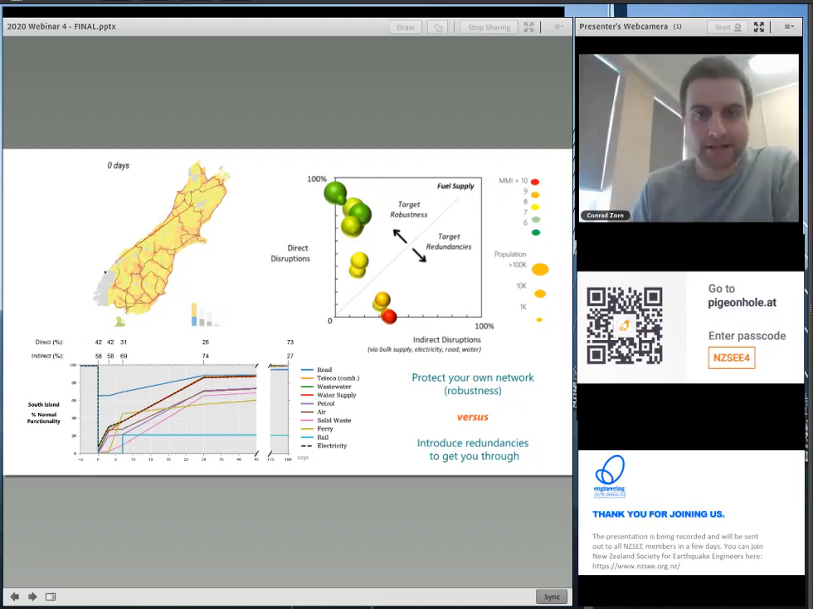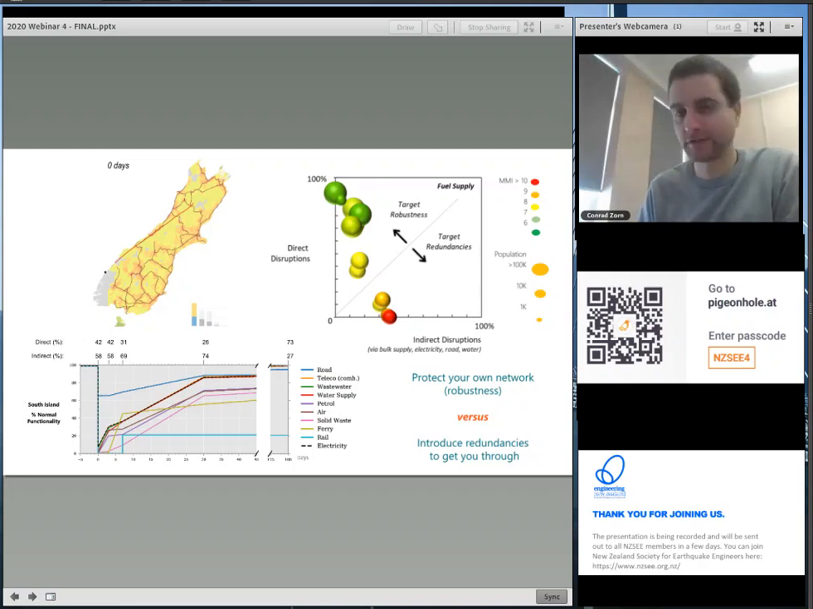So while this is all fun and games, there are some big questions we can ask. In the top right here, for the fuel supply network, we're looking at the difference between direct disruptions and indirect disruptions. Direct disruptions are ones that you have possibly a bit more control over, like the strengthening of your own assets and your own network. You can strengthen that as much as you like, but if you're dependent on others, then you're going to get indirect disruptions. So if there's a power cut, then you're indirectly disrupted. Same if a road network is out or a bulk supply point is out, an issue with the coastal shipping, a water network, and so on. These are the indirect disruptions.